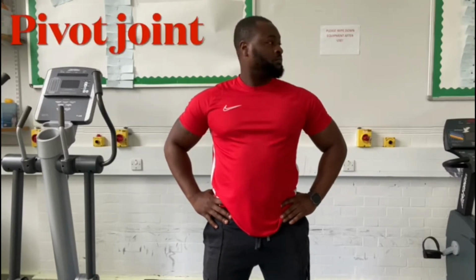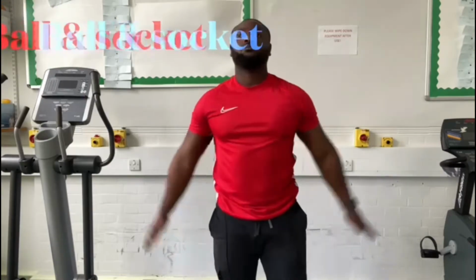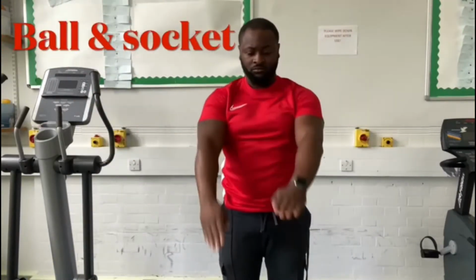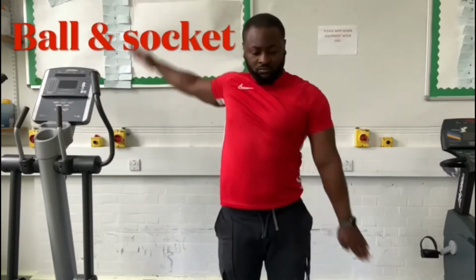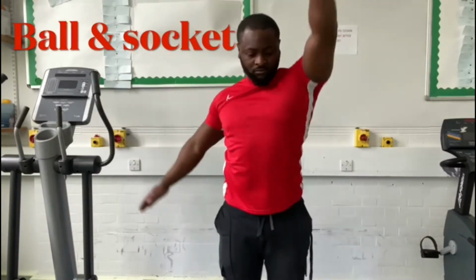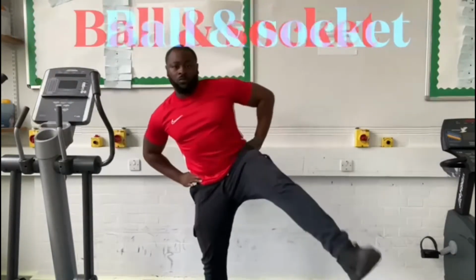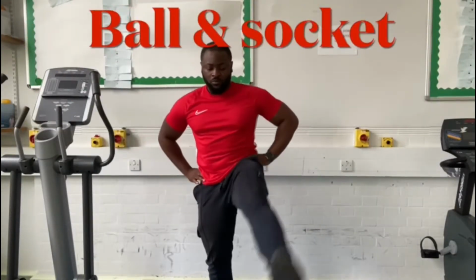The first one we have here is called a pivot joint, which is located at your neck. And here we have ball and socket. Ball and socket located at your shoulders, which is also known as a freely movable joint. You also get a ball and socket joint at your hips.